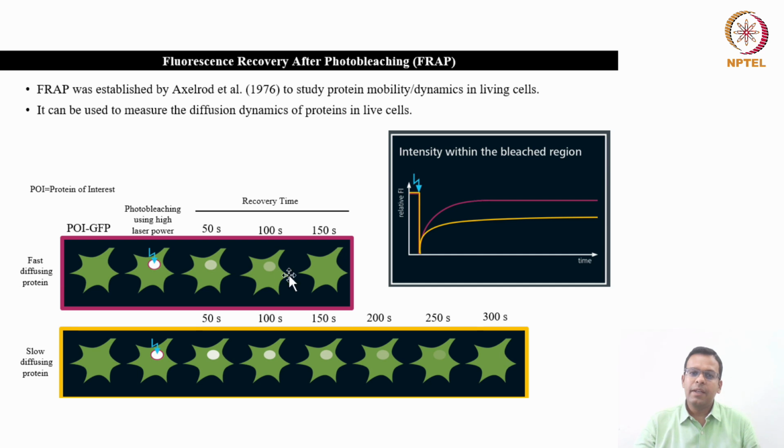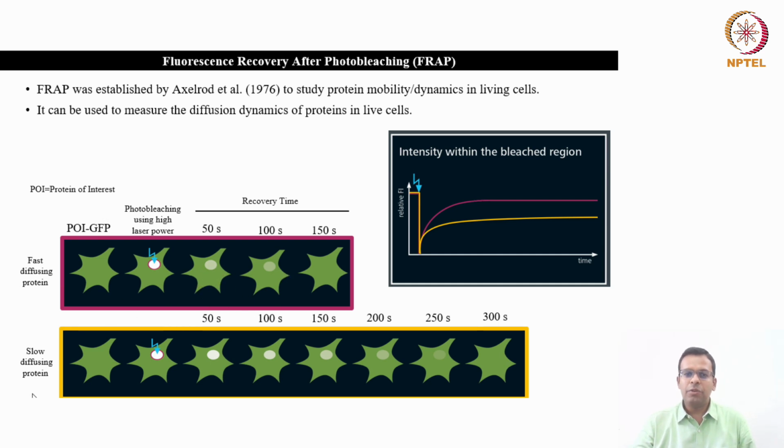So what does it represent? It represents that the proteins which are present in the surroundings are getting exchanged with this area, and that's why you cannot see the bleach spot after 150 seconds, because within 150 seconds those proteins have exchanged. So this indicates that this green protein of interest, which is labeled with GFP, is dynamic in nature.